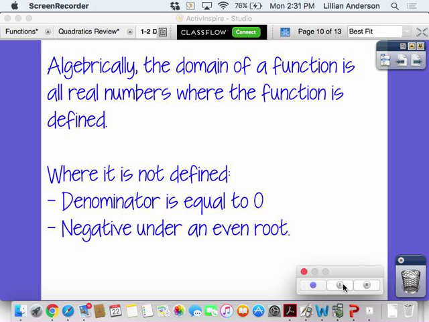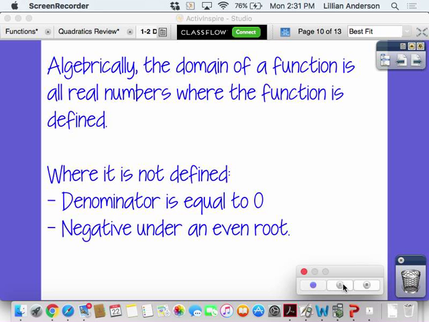Now, hopefully you watched the video, so now we're back to finishing off the domain and range notes. So we're trying to figure this out algebraically, how to find the domain of a function. In all honesty, the domain of a function is all the real numbers where the function is defined. Remember, we were looking at the graph. You're looking at what x values the graph actually includes. That's where it's defined. When you're doing it algebraically, you pretty much need to figure out where it is not defined, because it is everything else but those values.